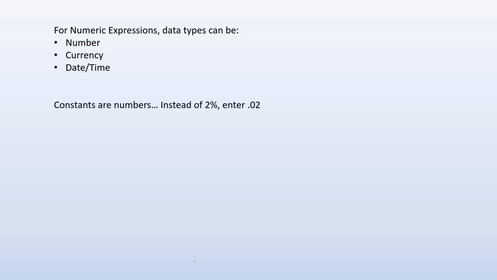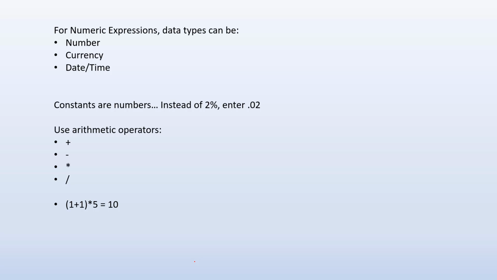Next, constants must be written as numbers. Instead of 2%, 2 with a percent sign, for calculations you have to enter it in as 0.02. Use your standard arithmetic operators, plus, minus, multiplication, and division. Multiplication is your asterisk key, which is normally shift plus the number 8. And your division key is your /, which is located also down by your right shift key.